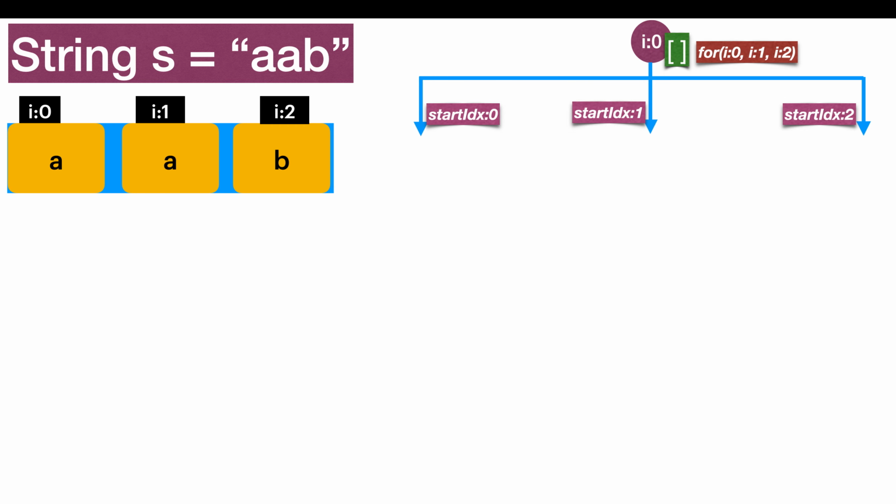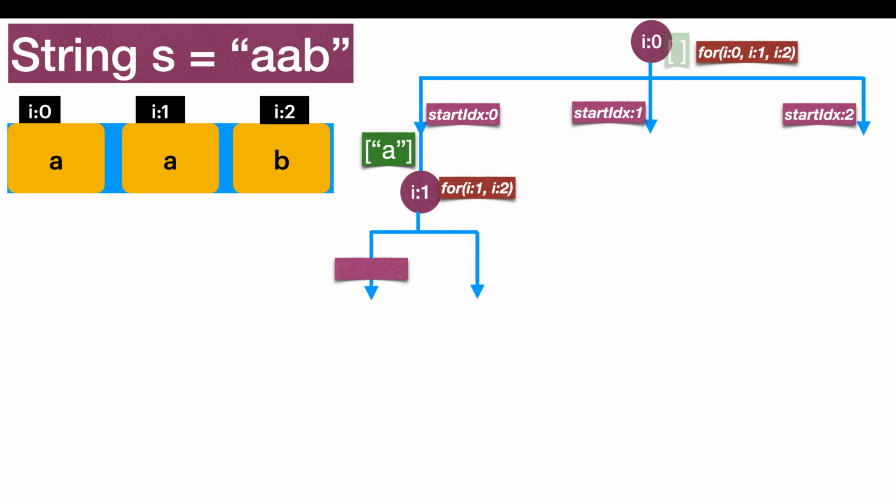With the 0 0 combination, we can get a substring from S as A. As A is a palindrome, we add string A to the list. Then we initiate a recursive call to the next index from start index 0, which is going to be 1. Now from call stack 1, again we can iterate from the current index to n minus 1. So we can start from index 1 or index 2. Let's go towards index 1.